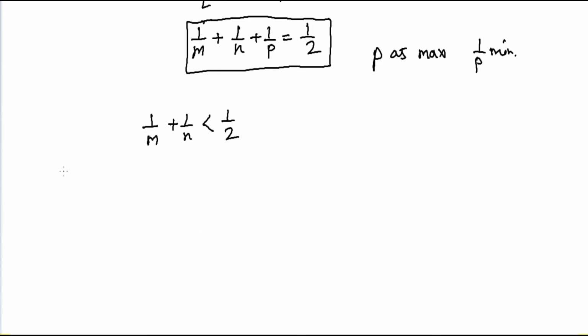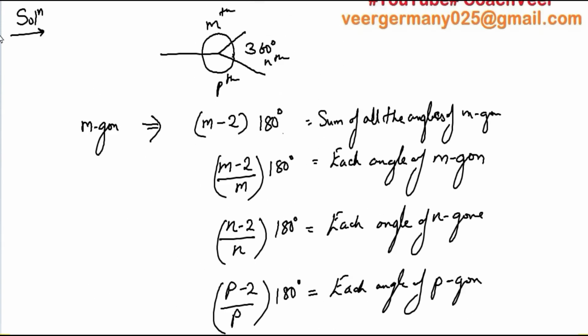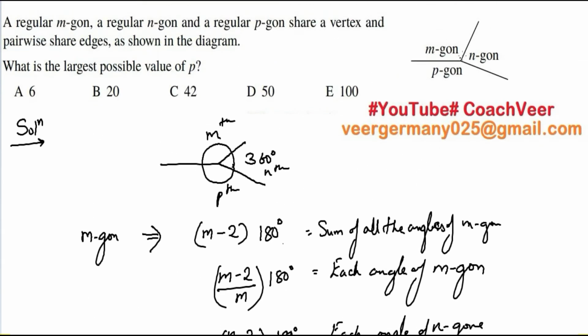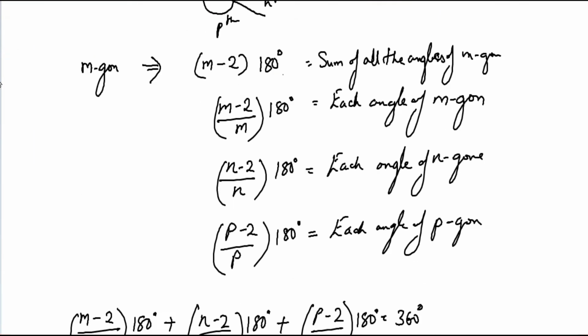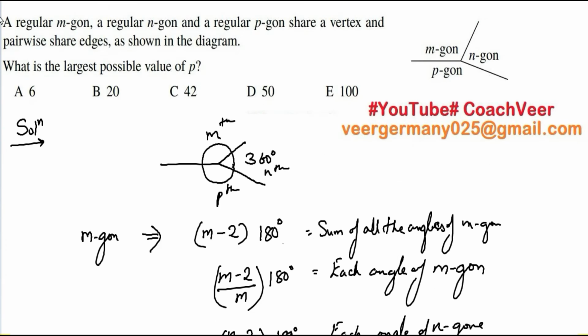Now for generality, we can say that every polygon should have 3 or more sides, because with 2 sides we can't make it. So m should be greater than or equal to 3. And as you can see in this figure, let me show you again, if we take m and n together, this angle for p should be a little smaller than 180. It should be as close to 180 as possible, because if it is more than 180, it cannot become a side of a polygon.